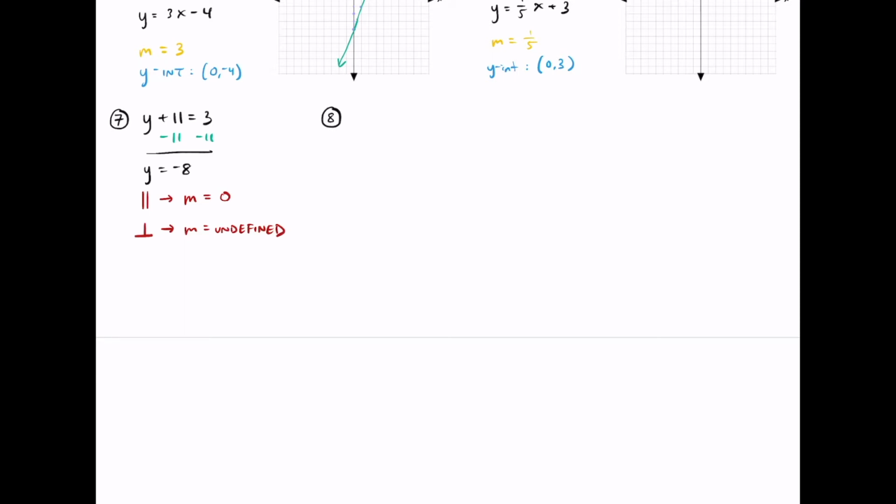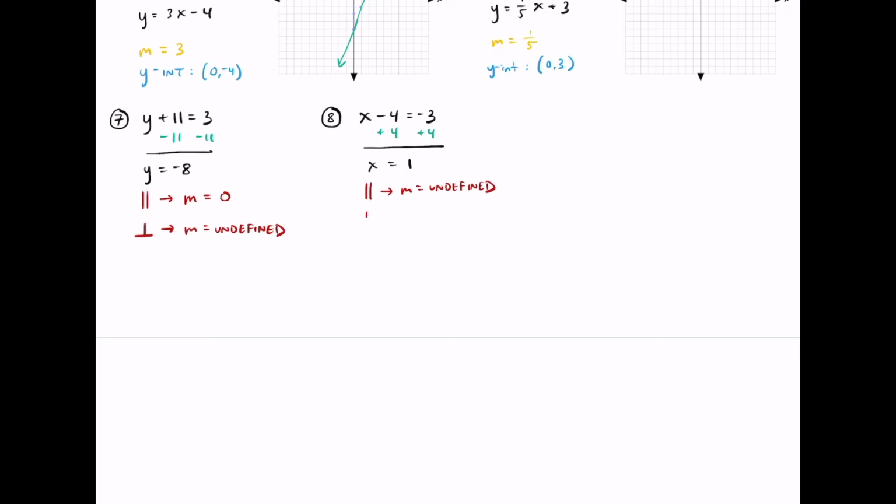Okay. For number 8, we have this equation x minus 4 is equal to negative 3. To isolate x, we're going to add 4 to both sides of this equation. If we do that, we're going to get x is equal to 1. And so that is a vertical line. So a line that is parallel to it is going to have a slope that is also undefined, because the slope of that line is undefined.